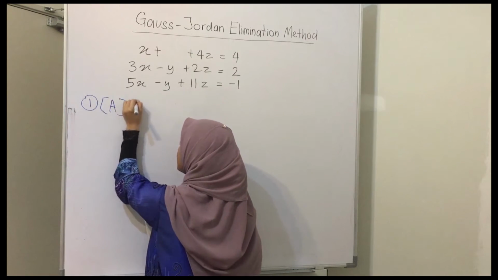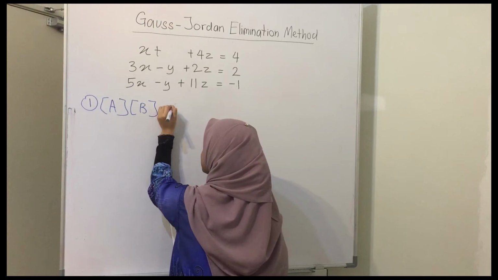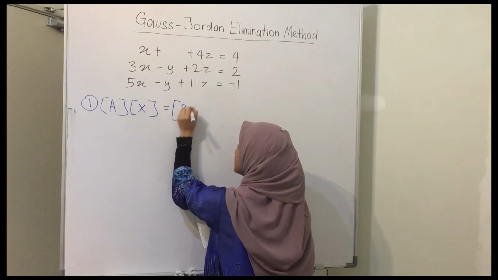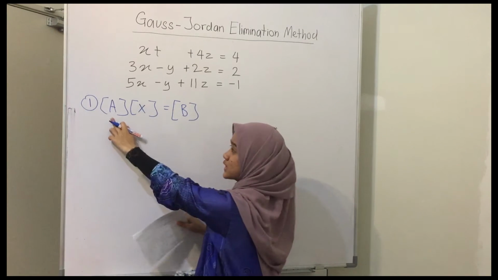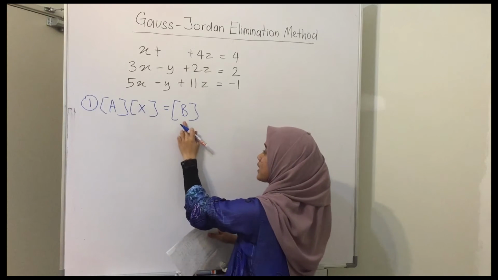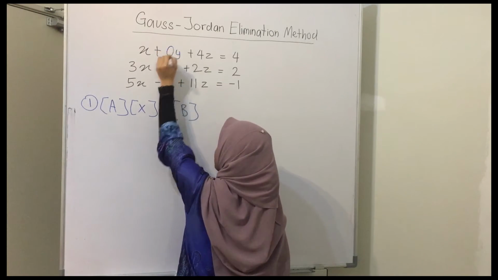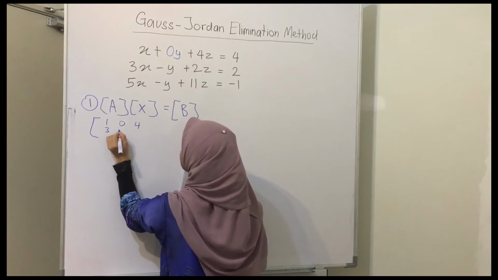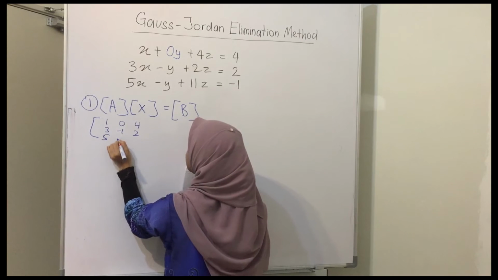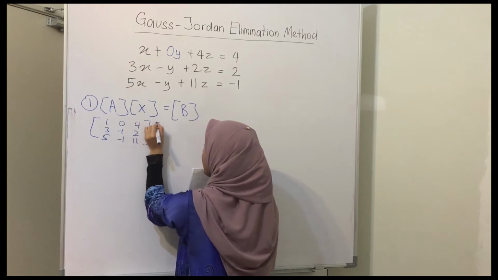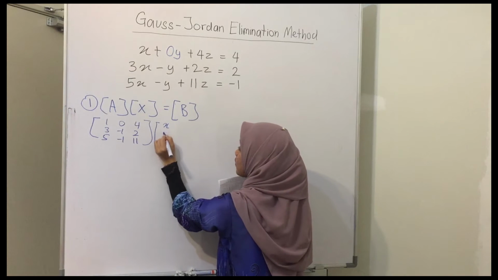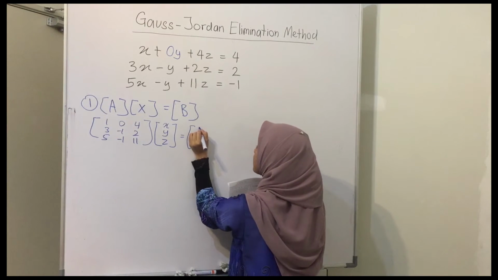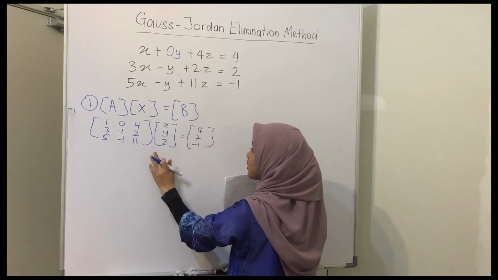The first step is AX equals B. A is the coefficient matrix, X is the variable, and B is the constant. So A is 1, 0, 4, 3, negative 1, 2, 5, negative 1, 11. And X is x, y, z. This is the variable, and B is the constant: 4, 2, negative 1. This is the first step.